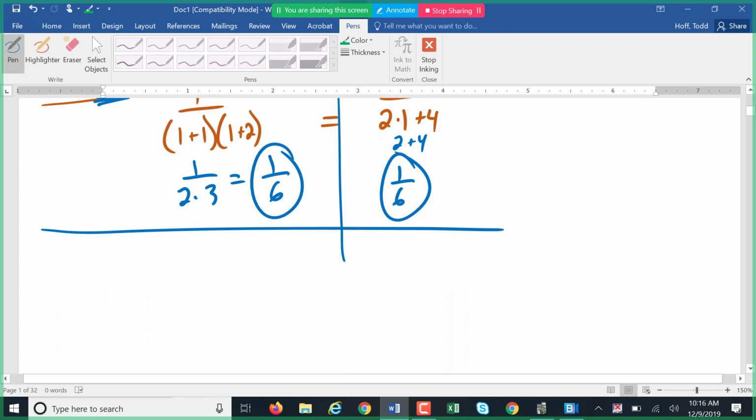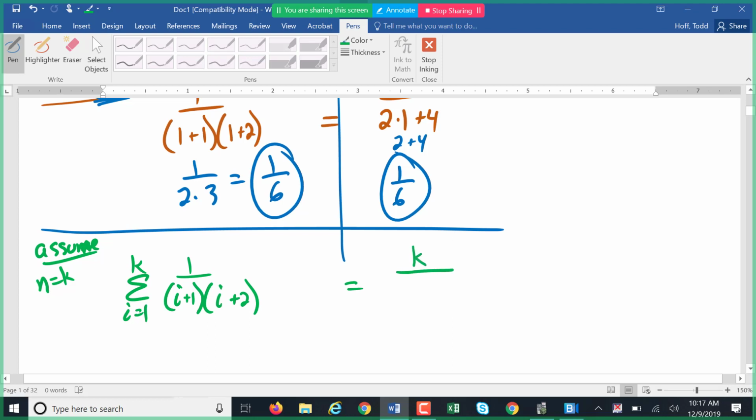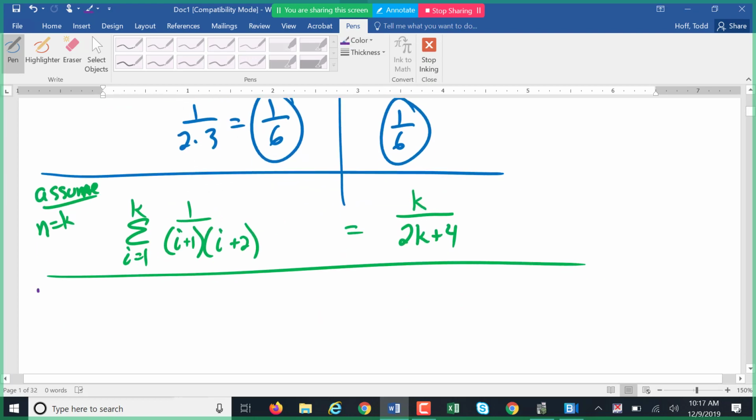We're going to assume it's true then for n equals k. So our sum from i equals 1 to k of 1 over (i plus 1) times (i plus 2) is equal to k over 2k plus 4. So again, that is assumed to be true. Now we need to prove for n equals k plus 1.